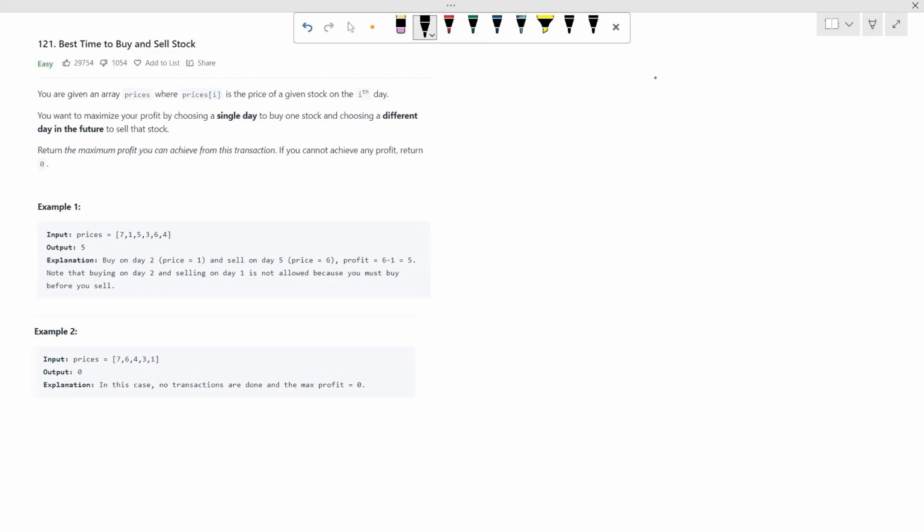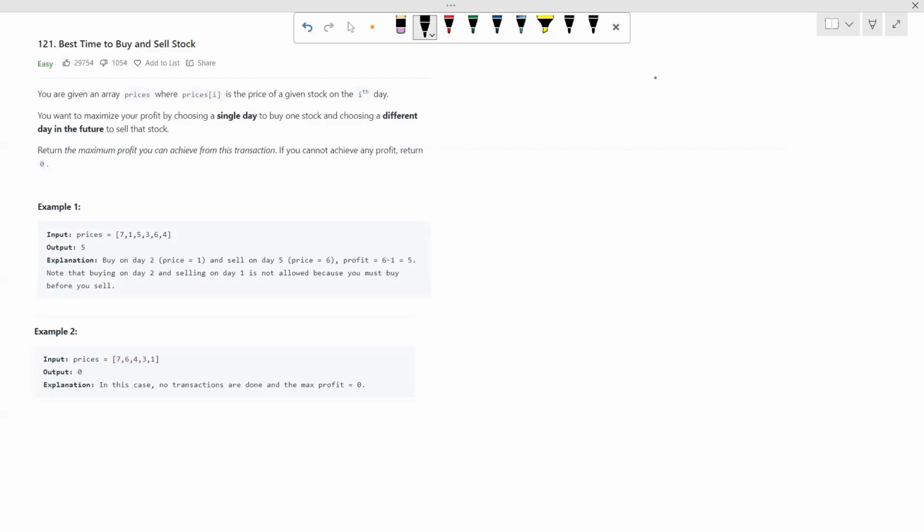You are given an array prices where prices[i] is the price of a given stock on the ith day. You want to maximize your profit by choosing a single day to buy one stock and choosing a different day in the future to sell that stock. You need to return the maximum profit you can achieve from this transaction. If you cannot achieve any profit, return zero, right?